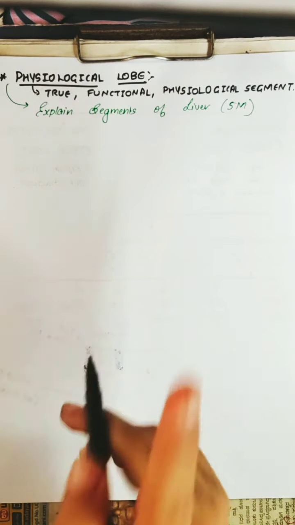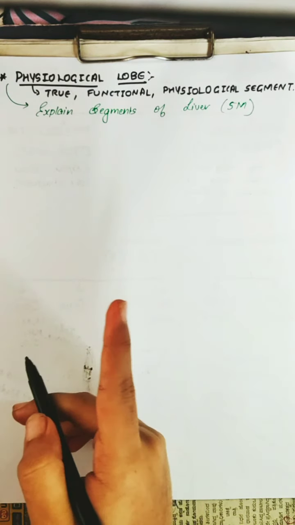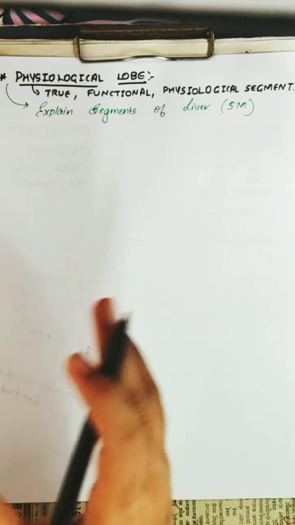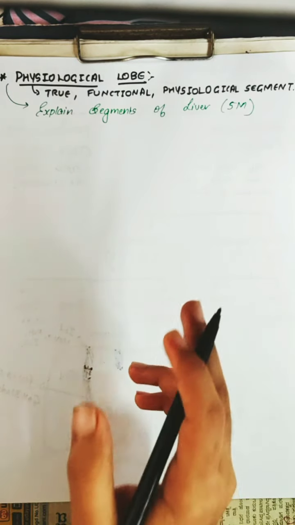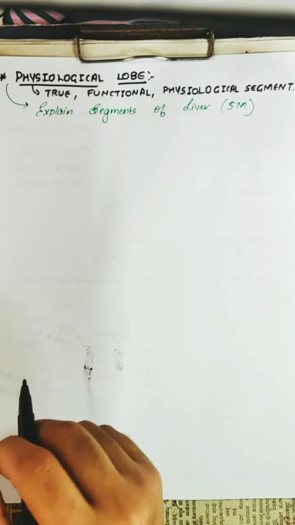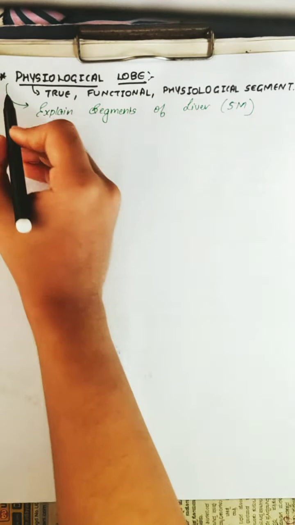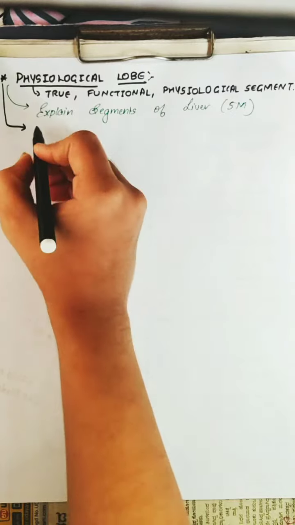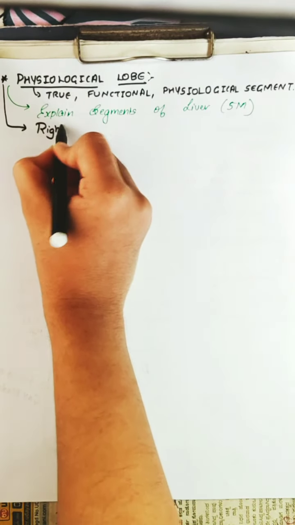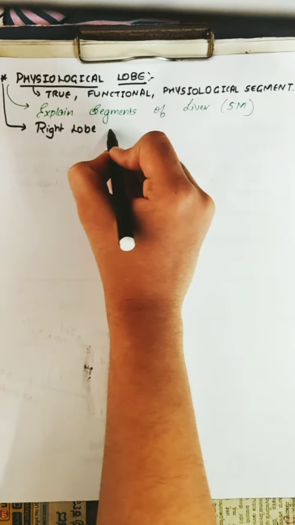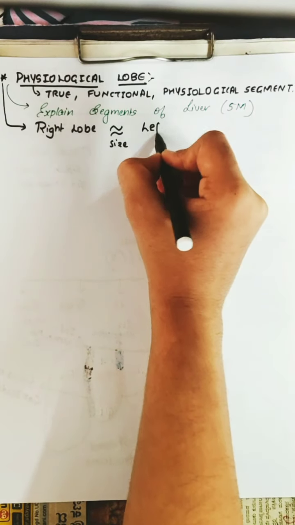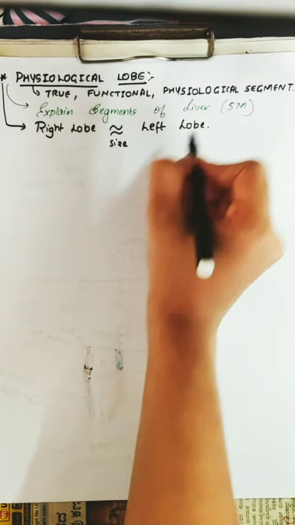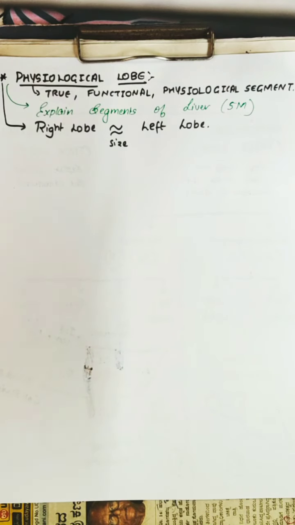Remember one thing, in anatomical lobe, the right lobe is a bit bigger than the left lobe. Why? Because there is presence of stomach on the left side. But in physiological lobe, you have to consider that right lobe size is the same as the left lobe.